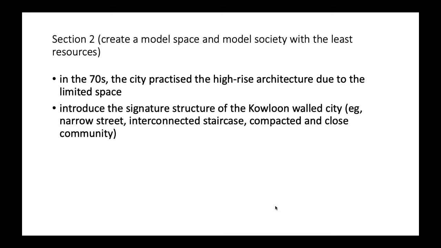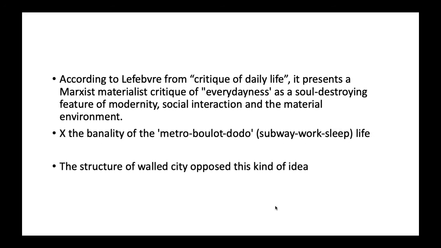In the 70s, the city practiced high-rise architecture due to the limited space. In this section, we introduce the signature structure of the Kowloon Walled City, like the narrow streets, the interconnected staircases, and the compact and closed community. And this compact society within the compact space reveals good social conditions, and the neighborhood connections were good too at that time.